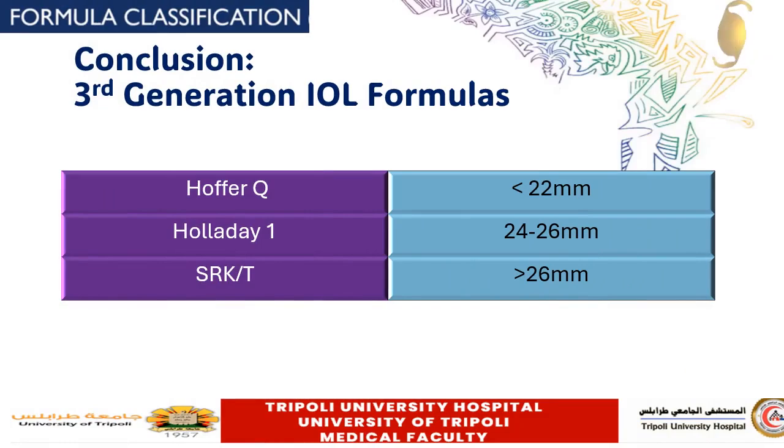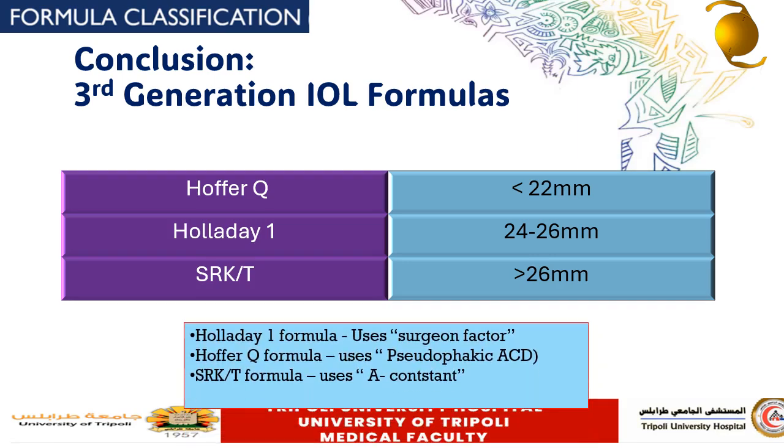So in conclusion, for the short term up to this level, the Hoffer Q formula is best used in short eyes below 22 millimeter, and the Holiday is used over a wide range, the average sized eyes, and the SRKT formula is best used for high myopia and axial length more than 26 millimeter. So the Holiday formula uses the surgeon factor, the Hoffer Q formula uses the personalized AC depth, and the SRKT formula uses the A constant.